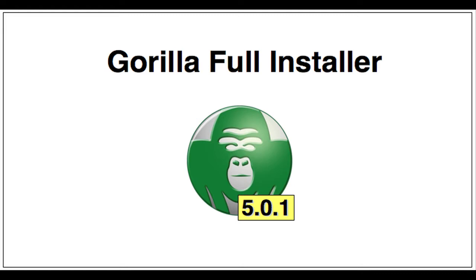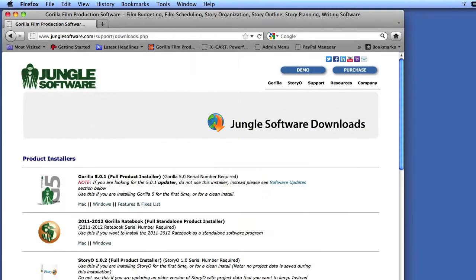Use this method if you do not have any schedules or budgets that you need to transfer from your old version of Gorilla. Although if you want to later, you can always load a schedule or a budget from that earlier version. I'm going to explain how to use the updater first.